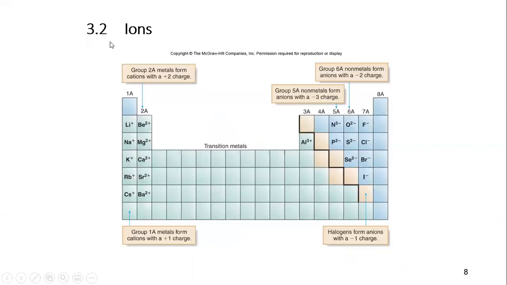This is just an overview. So again, all elements in group 1 have a +1. All elements in group 2 have +2. We'll come back to the transition metals. Group 3A, we're talking about aluminum, gallium. All the elements in that group have a +3. And then you see the common nonmetals have negative charges as well. So these are referred to as monoatomic ions because the ion only has one type of element.